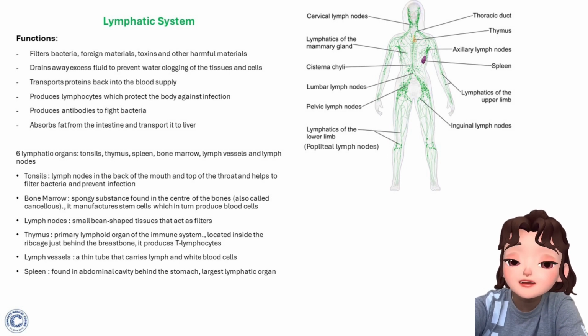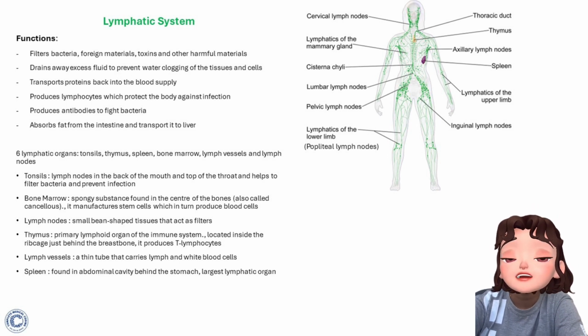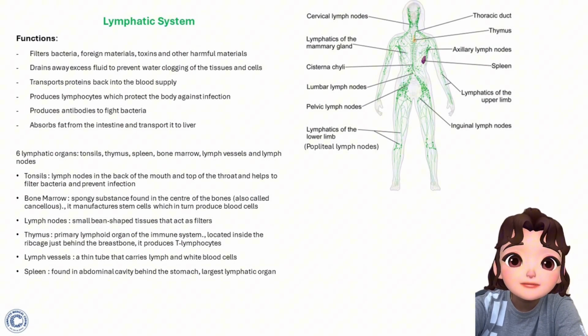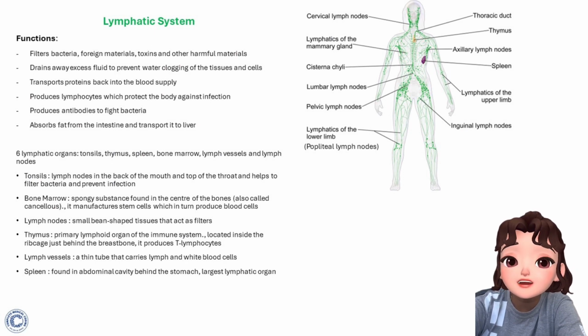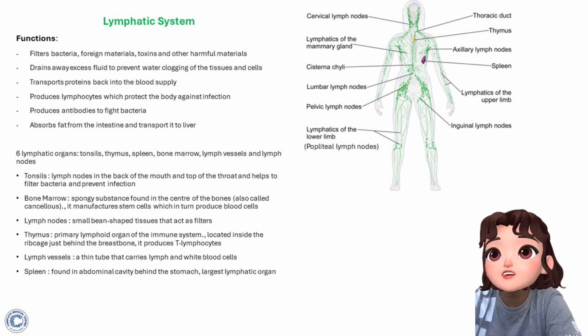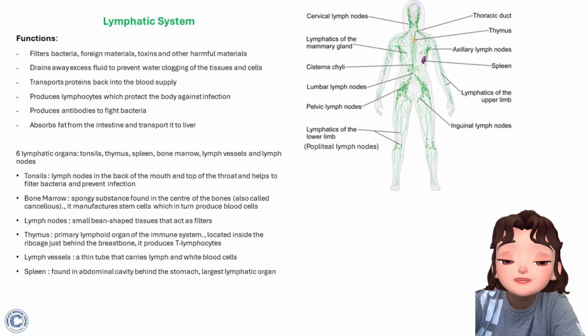What are the functions of the lymphatic system? It filters bacteria, foreign materials, toxins and other harmful materials. It drains away excess fluid to prevent water clogging of the tissue and cells. Transports proteins back into the blood supply. Produces lymphocytes which protect the body against infection. Produces antibodies to fight bacteria. Absorbs fat from the intestine and transports it to the liver.